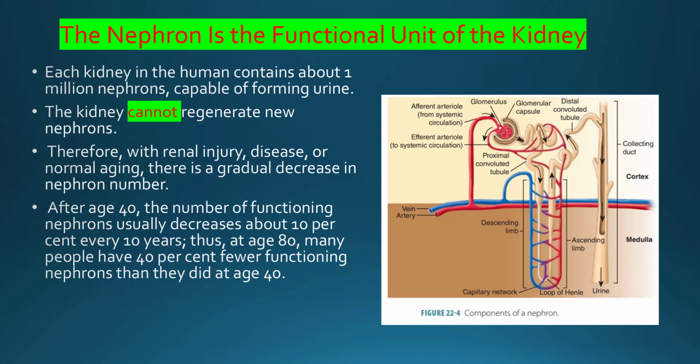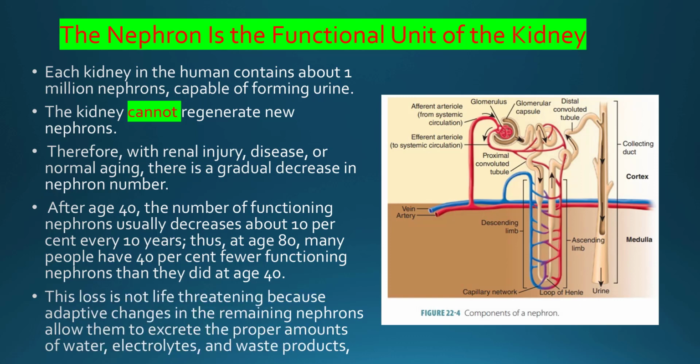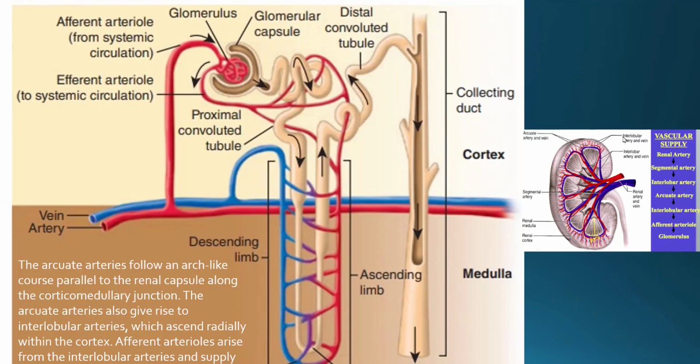After age 40, the number of functional nephrons usually decreases about 10% every 10 years. Thus, at age 80, many people have 40% fewer functional nephrons than they did at age 40. This loss is not life-threatening because adaptive changes in the remaining nephrons allow them to excrete the proper amount of water, electrolytes and waste products. So the remaining nephrons are sufficient to perform the normal function of the kidney.